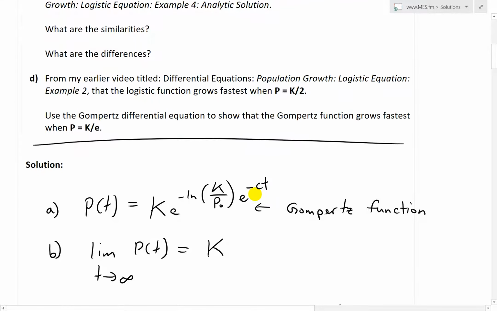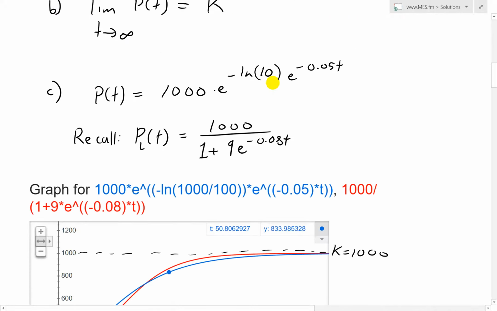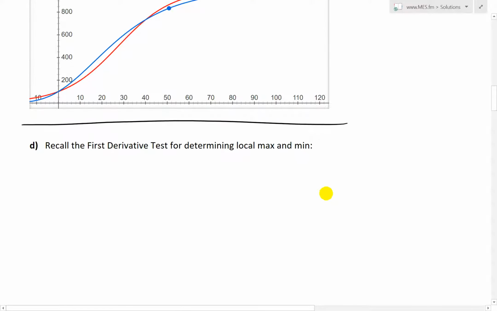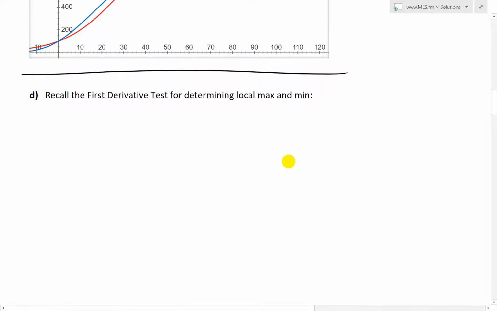So we want to show that the Gompertz function grows fastest when P is equal to K/e. So to do this, part D, recall the first derivative test for determining local minimum and maximum, or local max and min. I'll put the video link to this in my earlier video, in the video description below. Basically recall that if you had, let's say this is the x axis like that.